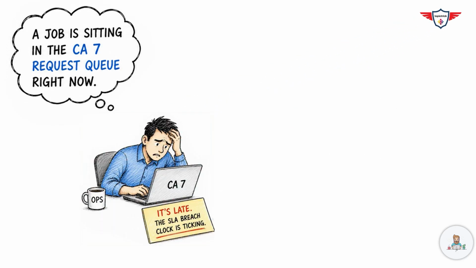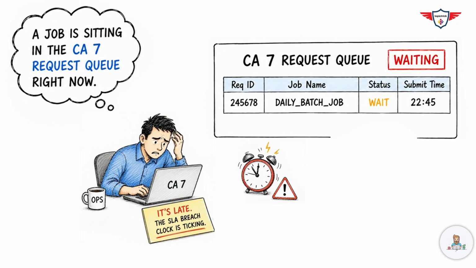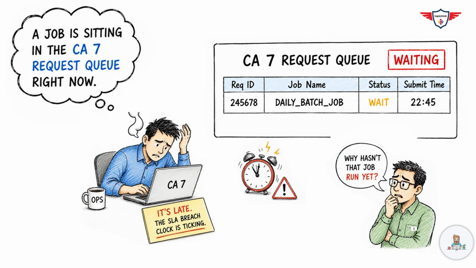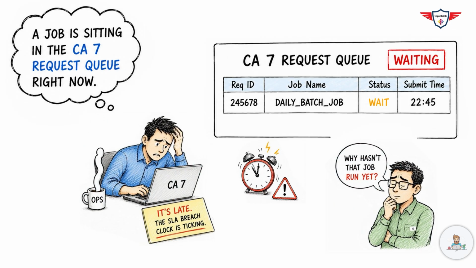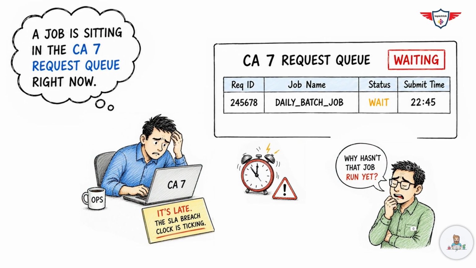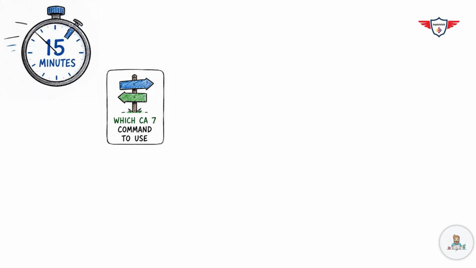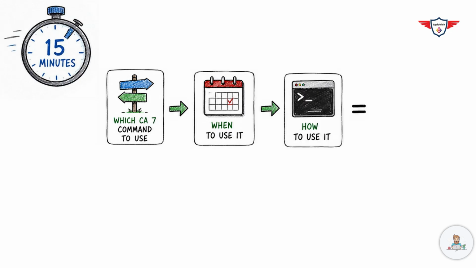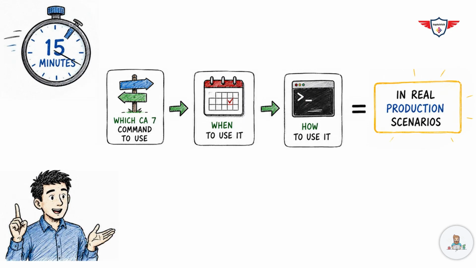A job is sitting in the CA7 request queue right now. It's late, the SLA breach clock is ticking, and your team lead is asking, why hasn't that job run yet? If you have been in that situation and you did not know which command to fire, then this video is your answer. By the end of the next 15 to 20 minutes, you will know exactly which CA7 command to use, when to use it, and how to use it in a real production scenario.